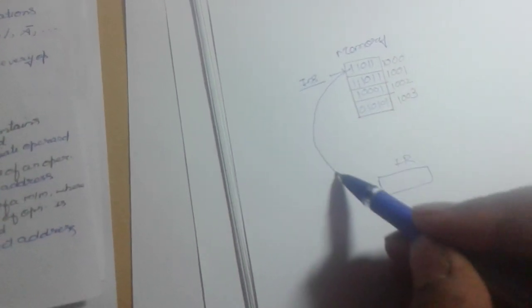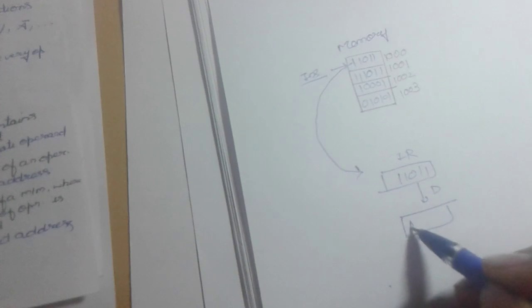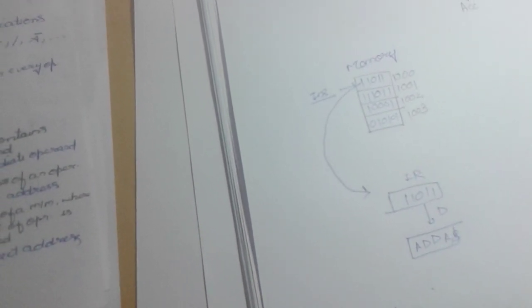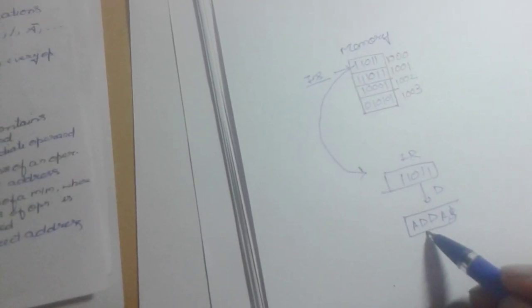The instruction register will fetch this instruction. The decoder will decode this instruction. Then it will be executed with the help of different registers. Now we are talking about the timing and control unit, and as we saw, different registers have two pins.